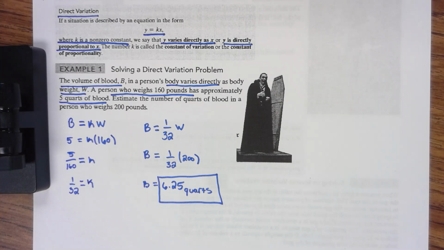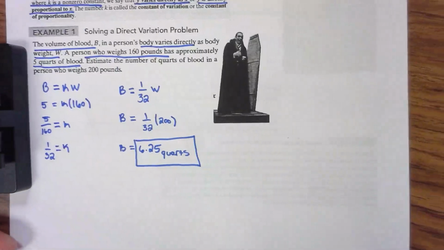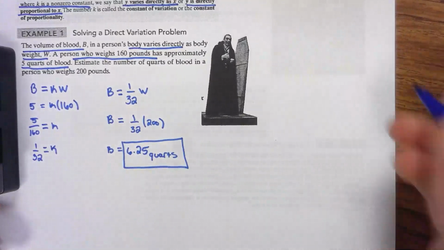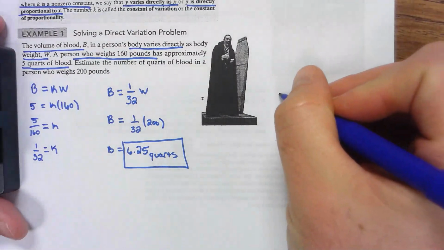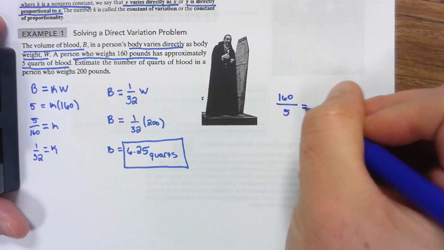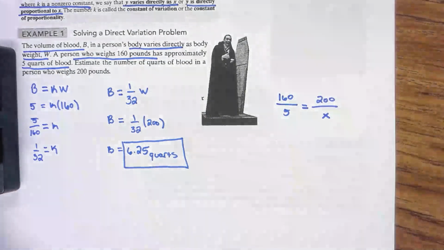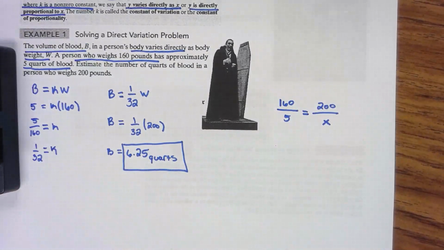Proportion. I think when it's direct variation, it should. Okay, let's see. So Evie's asking, would it work just to set up a ratio? So if we took the 160 pounds, and let's say that there's 5 quarts of blood, is that equivalent to someone that's 200 pounds and X? I think it's going to end up working out the same. Okay, only because of the direct variation.